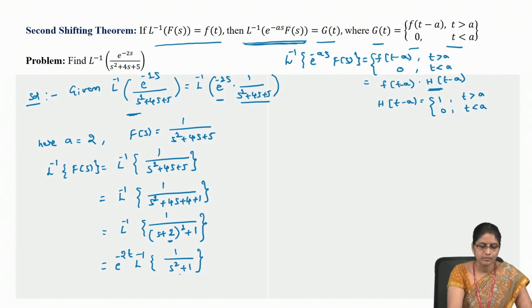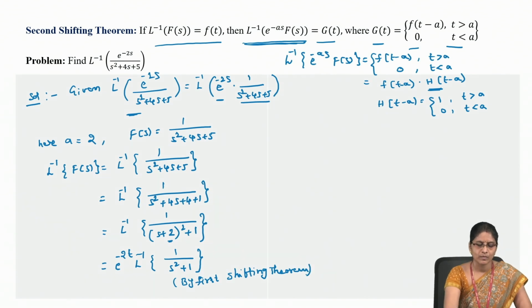by the first shifting theorem. Next, that equals e power minus 2t. L inverse of 1 by (s square plus 1) is sin t. This is the f of t value.